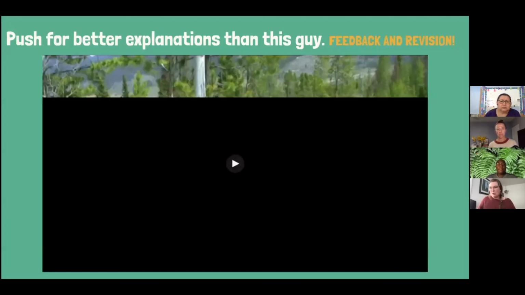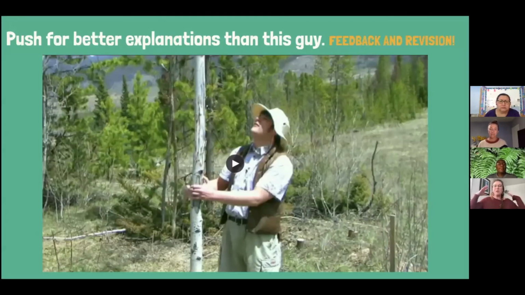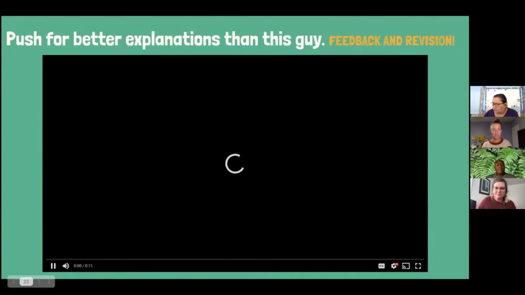So also, if you weren't with us last time, we want to have better explanations than this guy. And if you haven't seen him explain how to identify an aspen tree, I'm going to show you. Basically, this idea is that maybe your first explanation isn't great, and how can we build on it and revise it to make it stronger? I'll let you see his first try at explaining to us how to identify this tree, if you haven't seen it.